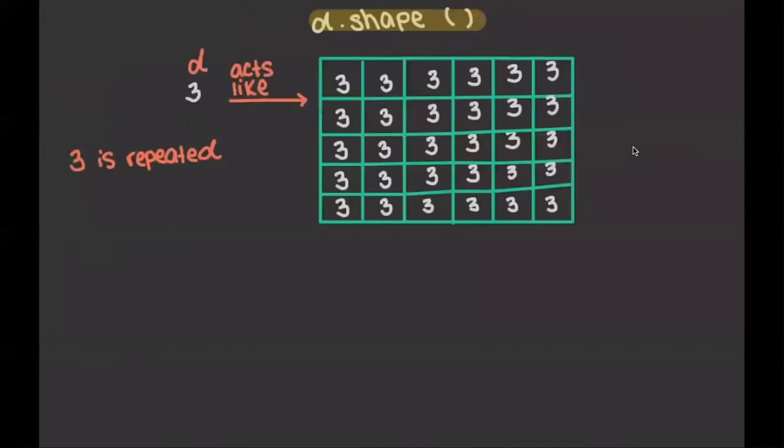And lastly, let's say we have a scalar, so this empty dimension tuple. Let's say our scalar is 3. To make it act like 5 by 6, all we do is take a 5 by 6 array and fill every value with 3.